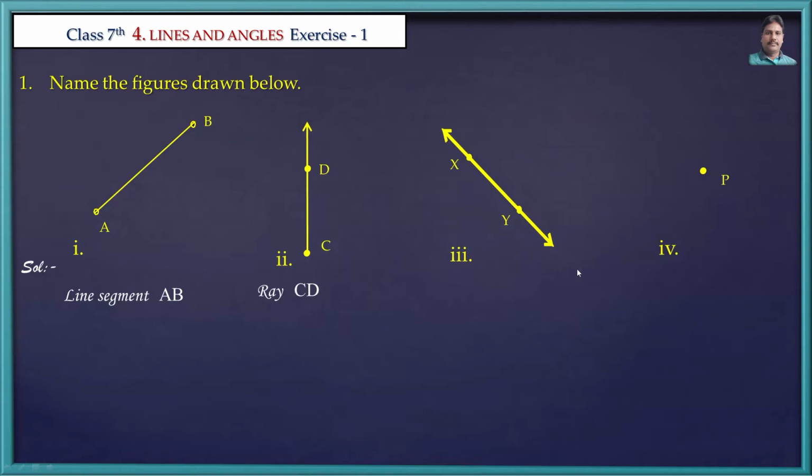See the third figure, this is having arrows on both the ends. So we call it as a line XY. See the last figure, there is only one dot. So we call it as a point P. These are the answers.